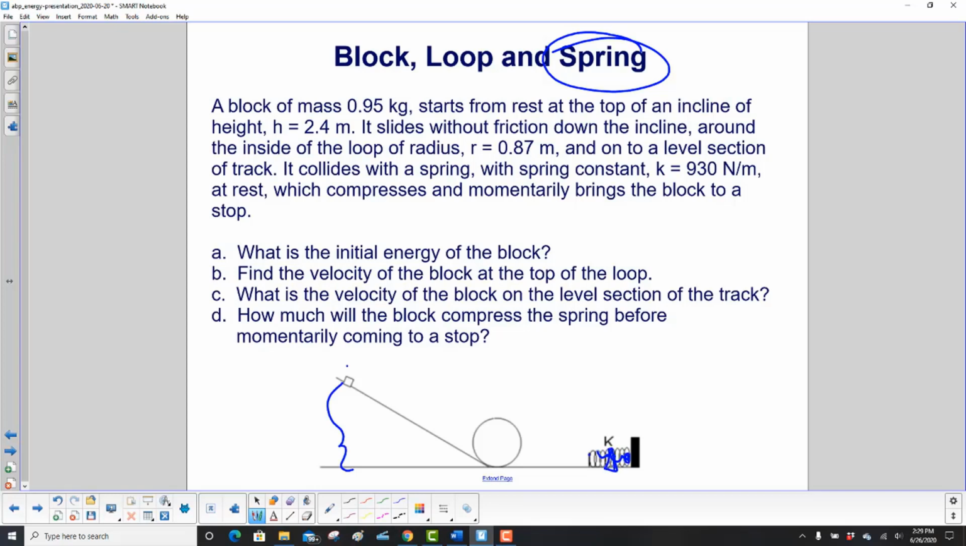And then what happens once it stops? Well, then it shoots the block back out. But at one point here, when it stopped, that's what we're interested in.